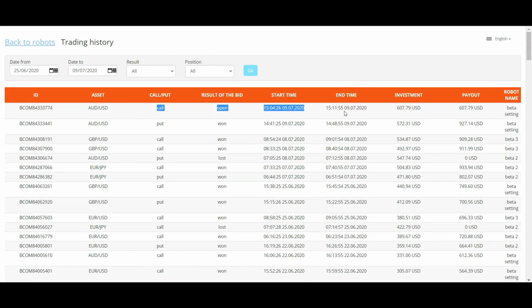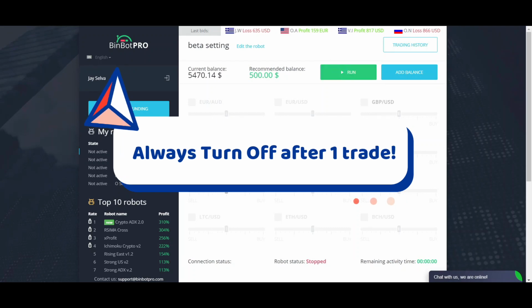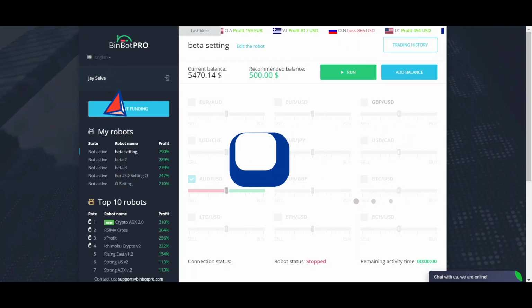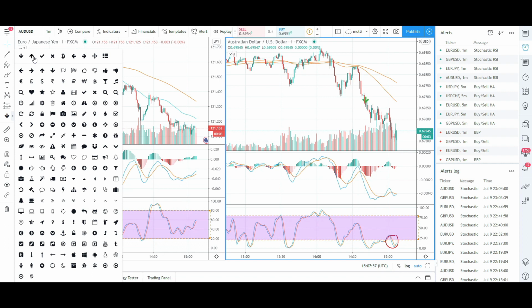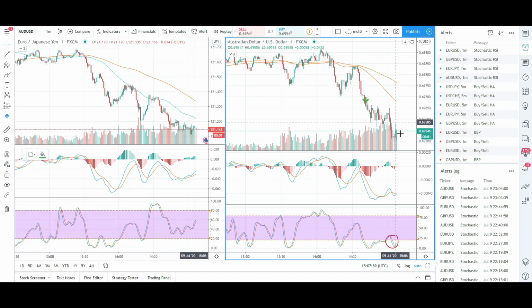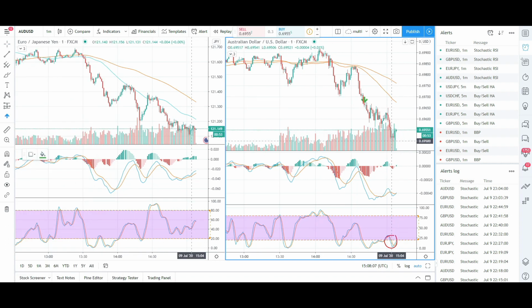Alright guys, so now we're back. We have a call trade executed at 1504. Let me turn off the robot. Usually once we turn on the robot, it will execute a trade within the first 1 minute. If it doesn't execute a trade in 1 minute, you can wait for another minute, and if there's no trade after 2 minutes, you should turn it off. Now let's put an upward arrow at 1503, and I will wait for this trade to expire, and so far it's looking good.